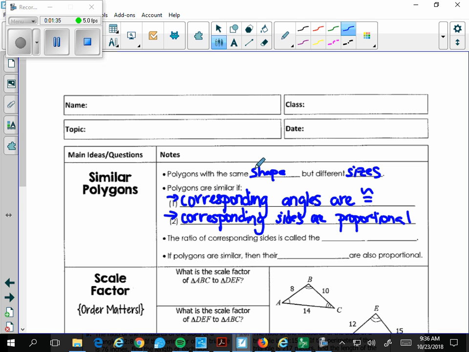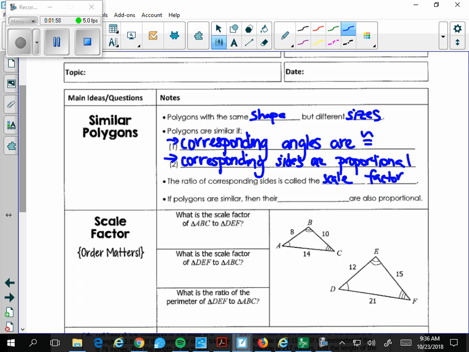The ratio of corresponding sides is what we're going to call the scale factor. The way that you can remember that is that's what I'm scaling a shape up or down by. To scale up something means I'm blowing that shape up. If I'm scaling down, I am shrinking it.